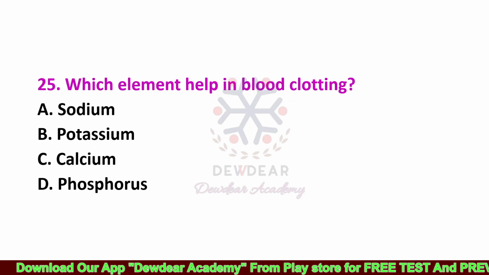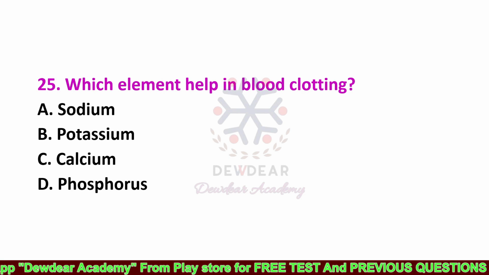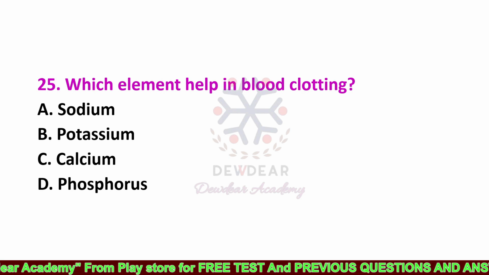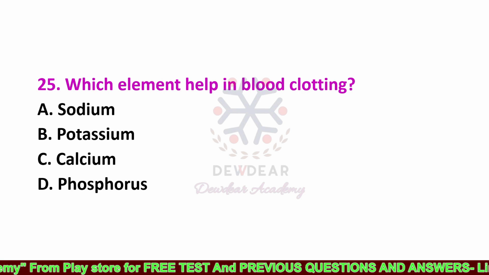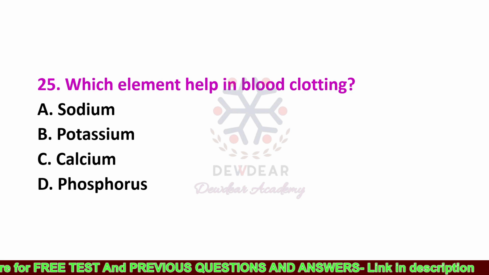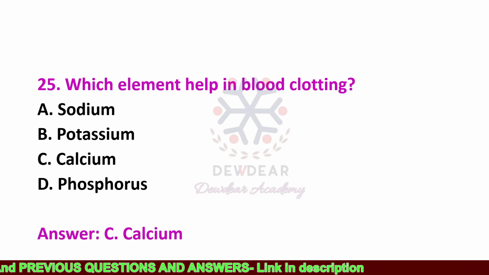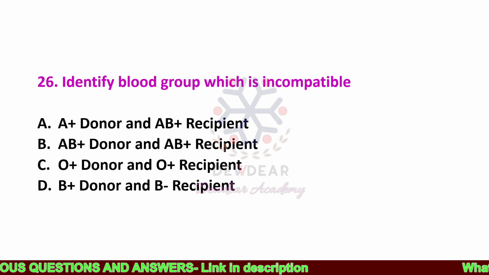Now question number 25. Which element helps in blood clotting? Options: sodium, potassium, calcium, phosphorus. So the correct answer is option C, that is calcium. Calcium helps in blood clotting. Option C is the correct answer. Now question number 26.